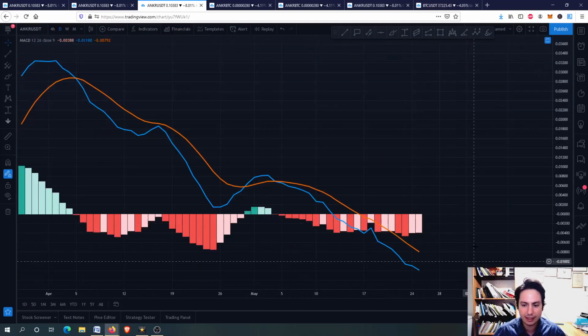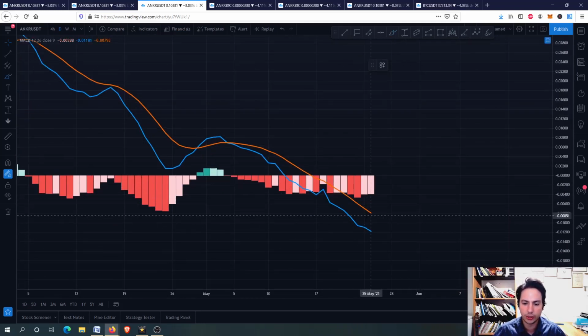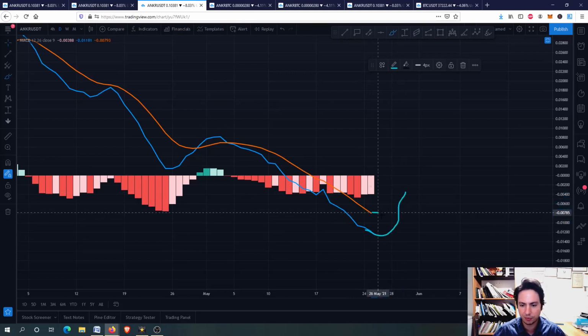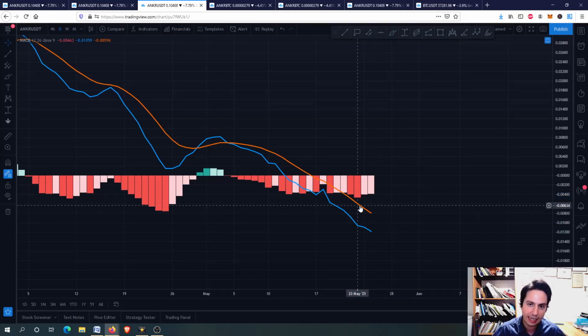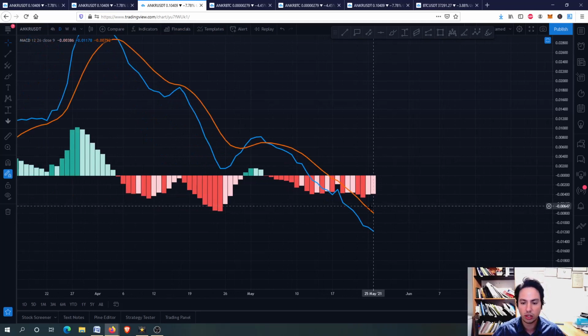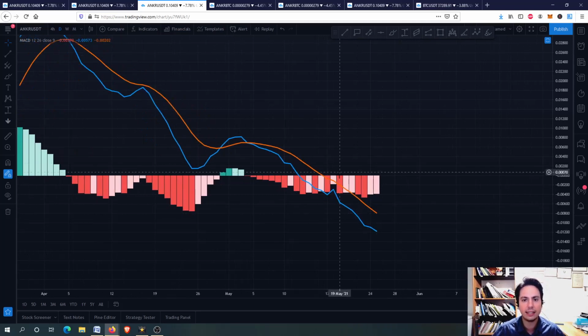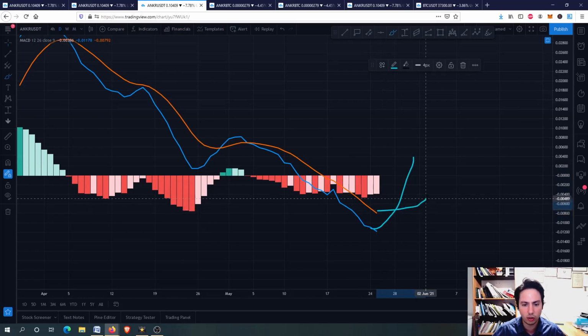For the MACD in the daily frame, we need to see a bullish recross. As long as we don't see that, we might be falling further. For the midterm, we need to see a nice bullish recross and of course a nice distance between those two lines here, the blue line and the orange line. We need the blue line to go above the orange line, but not only that, we need some further distance like that.